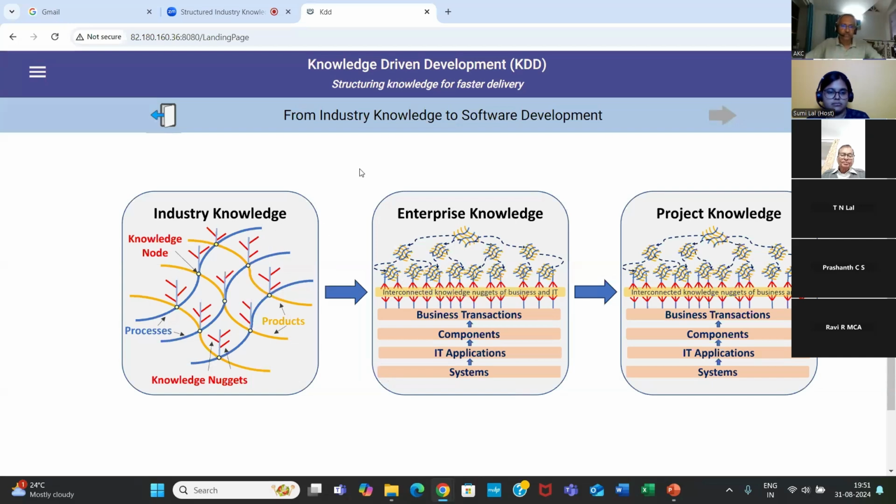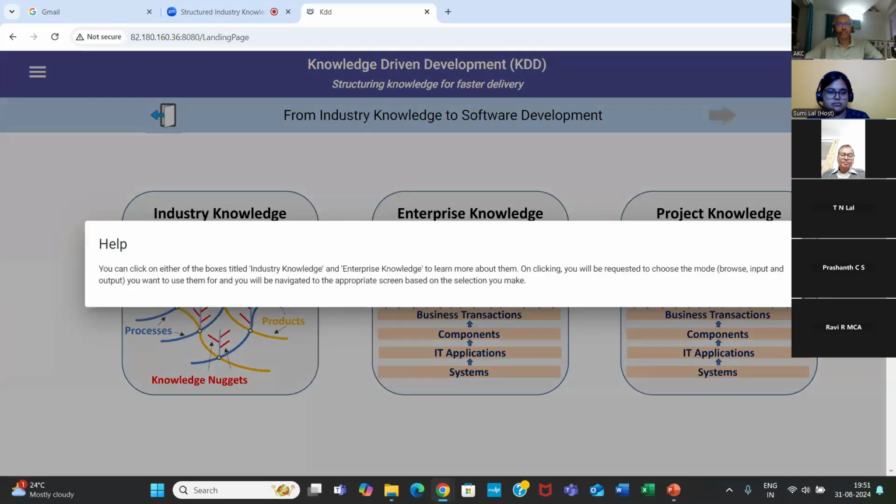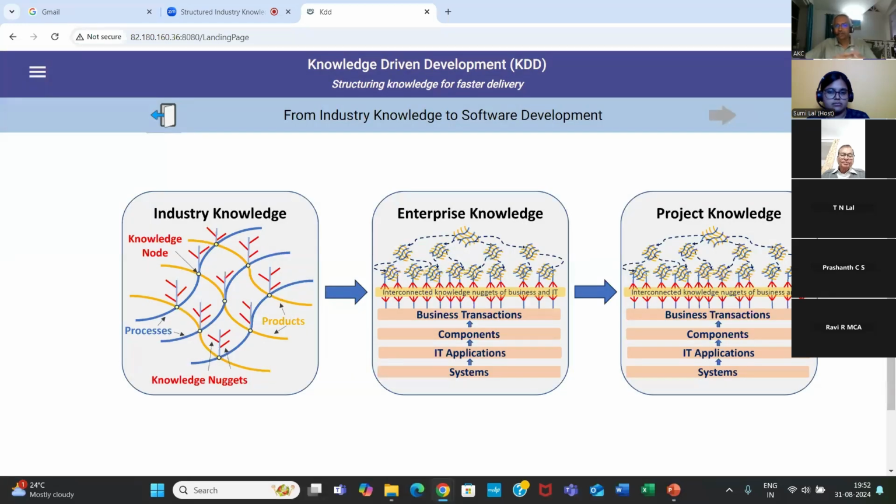And on all screens, you will have this question mark, which is for help, right? On any screen, if you click it, it will give you an idea about what the screen is all about. Right now it is just some sample information we have put in, but in the real scenario, it is quite exhaustive in terms of help, and all pages will have it. Okay. So let me click this industry knowledge.